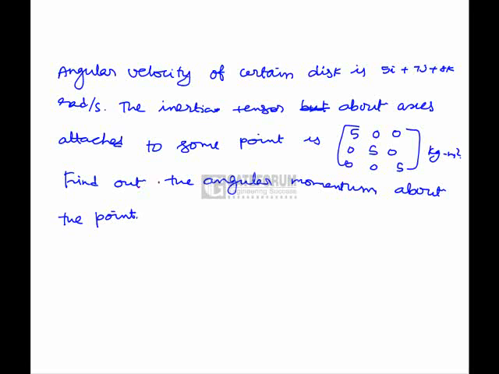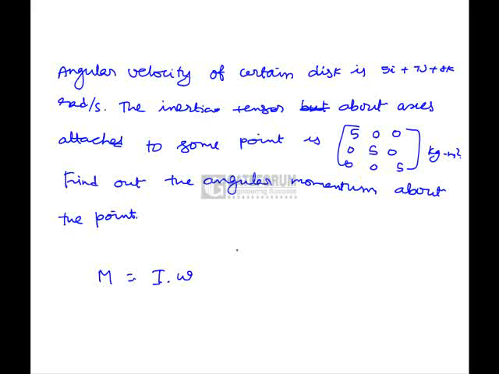The velocity of a certain disk is 5i plus 7j plus 8k radians per second. The inertia tensor about axes attached to some point is given. Find out the angular momentum about the point. Here angular momentum is equal to I omega, where I is the mass moment of inertia and is given as a tensor in a matrix.